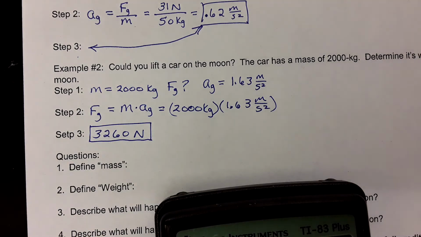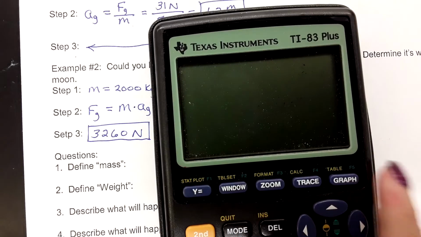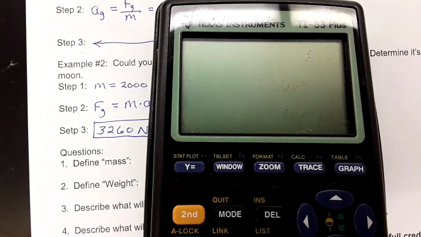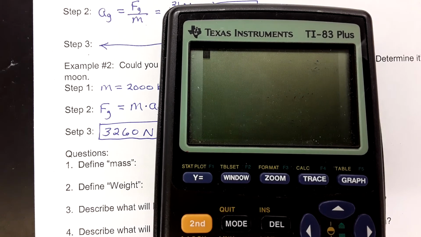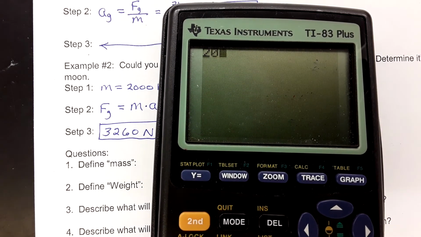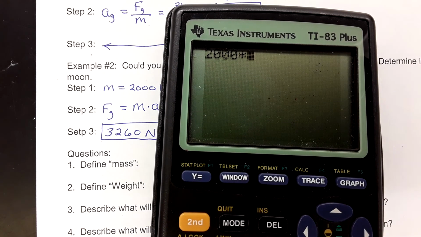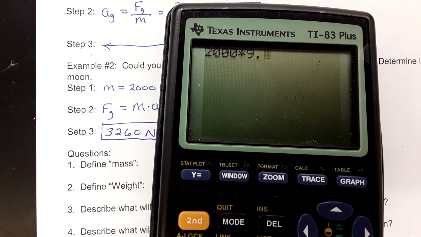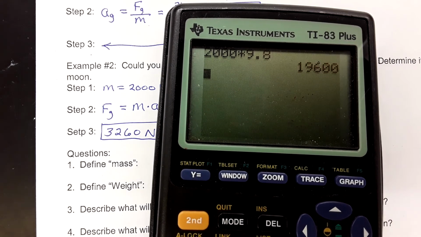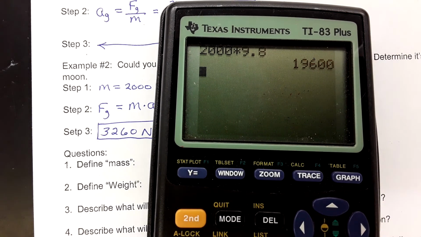Now, that may seem like a lot, but I'll show you something interesting here. That's the weight of the car on the moon. Suppose we wanted to look at the weight on Earth to compare. So we're going to take the mass, 2,000, and multiply by the 9.8 meters per second squared acceleration on Earth. On the Earth, this car would weigh 19,600, not just 3,260.